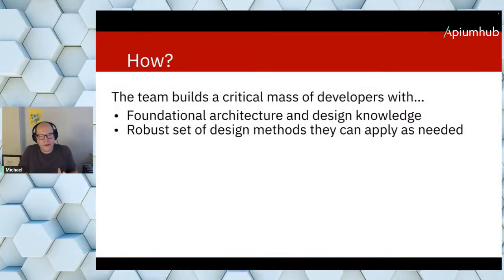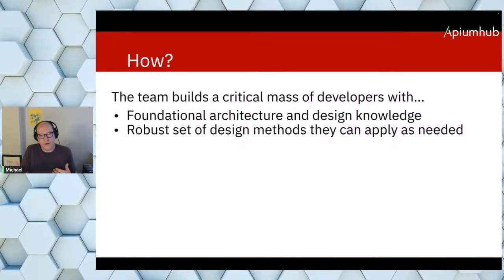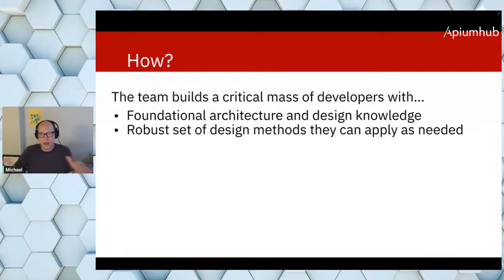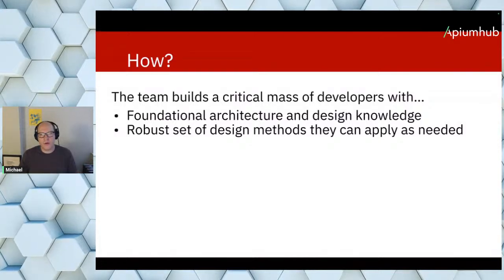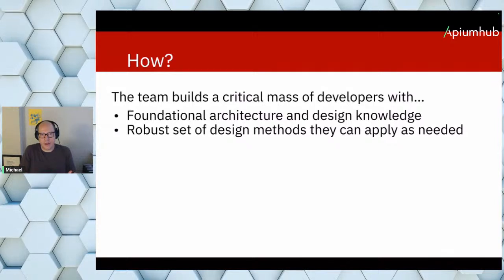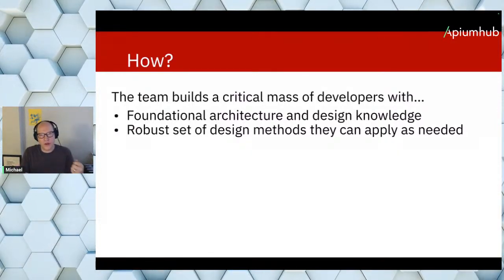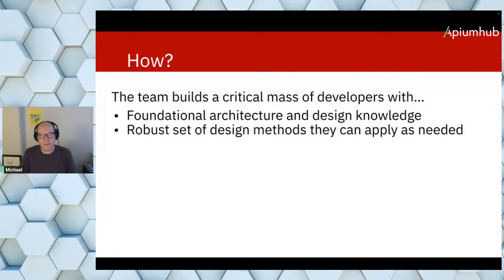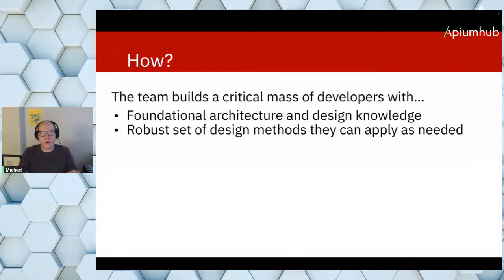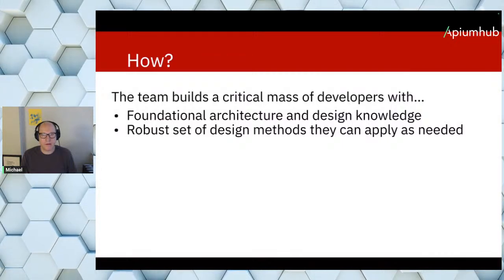How does this come about for these teams? How do they get to this point? Well, it seems like at some point you get a critical mass of developers who have this foundational knowledge in architecture and design. Enough people know the lingo, or they know the key concepts. And then you also see that these teams build up a robust set of methods that they're able to pick and choose when needed, applying them just in time, really at any moment. So when you have enough people who are able to do these things, no one person is running the show. Everybody is playing a hand in this.